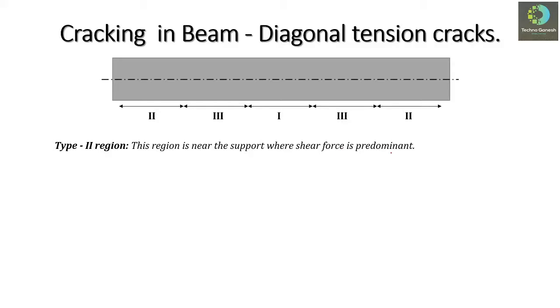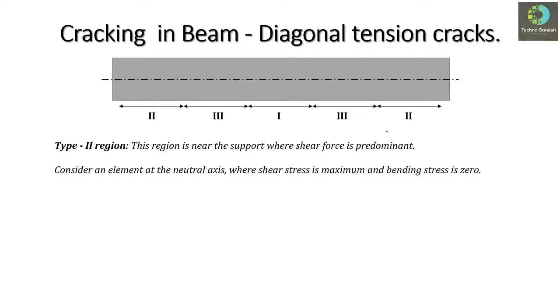So whatever cracks are going to develop in this particular region, the main reason for that crack formation is the shear. But let us understand how the cracks are going to form here due to the shear. For that, let us consider one element located at the neutral axis, where the shear stress is maximum and the bending stress is 0. That is at the supports, as we know the shear stress is maximum and the bending stress is 0. So we are going to consider this element located at the neutral axis of this beam.